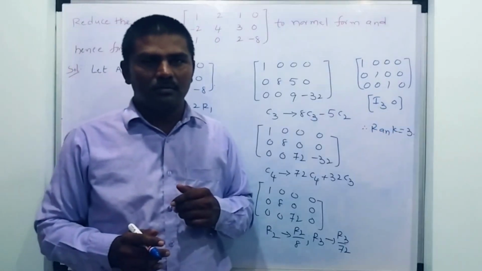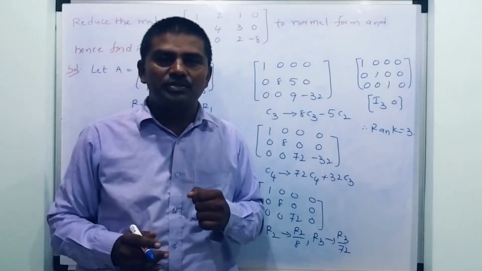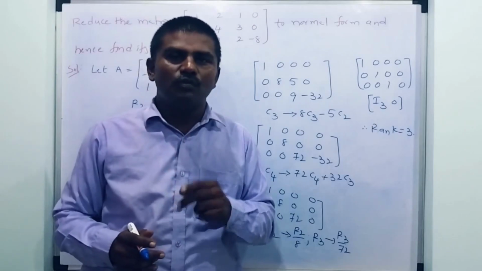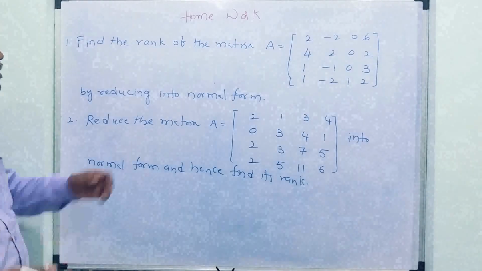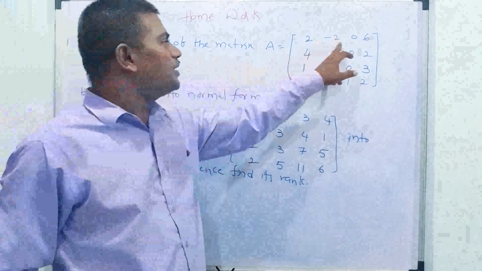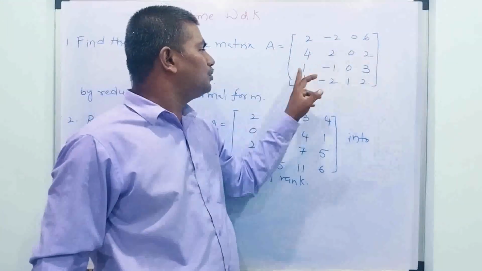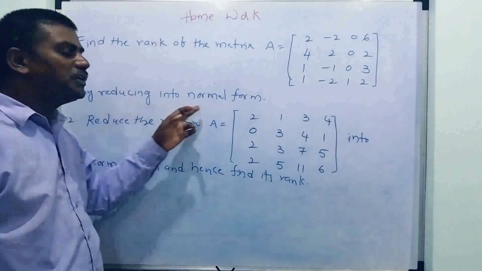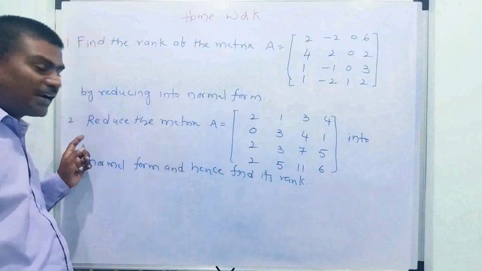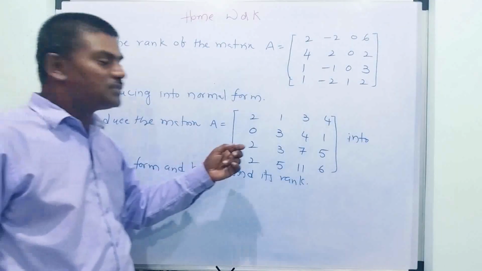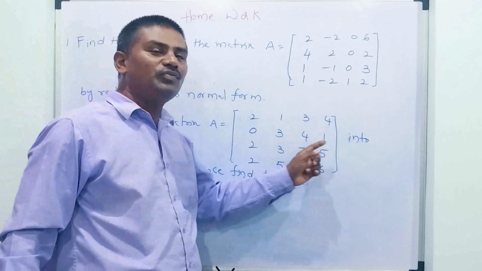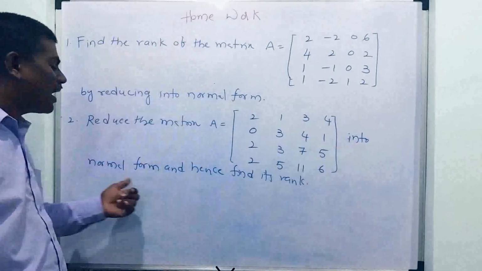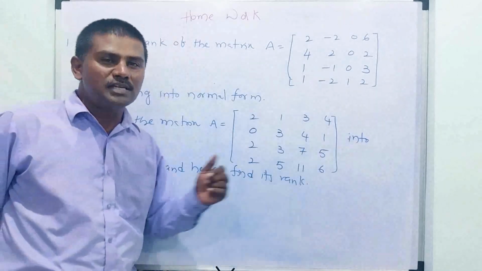I think you got how to find the rank of a matrix by reducing it to normal form. So you need to solve two problems which will be homework for you. Find the rank of the matrix A is equal to 2 minus 2 0 6 4 2 0 2 1 minus 1 0 3 1 minus 2 1 2 by reducing it into normal form. And the second problem is reduce the matrix A is equal to 2 1 3 4 0 3 4 1 2 3 7 5 2 5 11 6 into normal form and hence find its rank.